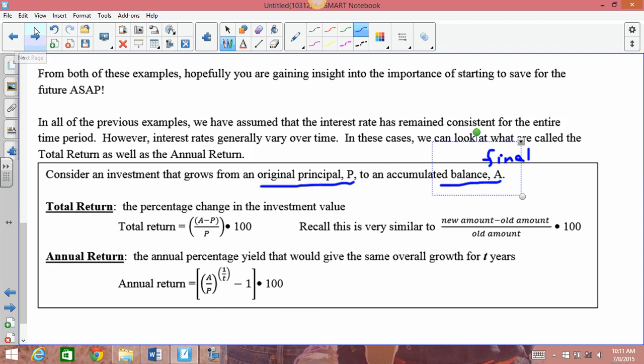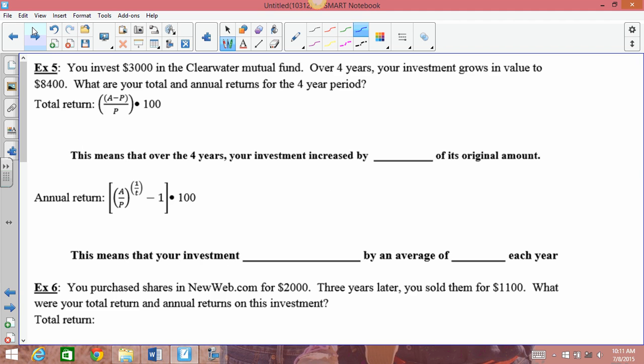All right, let's flip it over and work through example 5. Like I said, just below it says exactly what it means. In example 5, you invest $3,000 in a Clearwater mutual fund. Over 4 years, your investment grows in value to $8,400. We want to know your total and annual return for that 4-year period. My total return, you see your formula there, is A minus P. So let me figure out what my A and my P are. P is how much I put in. In this problem, I invested $3,000, so that's my P. Then it says my investment over 4 years has grown to $8,400, so that's my final amount, my A value.